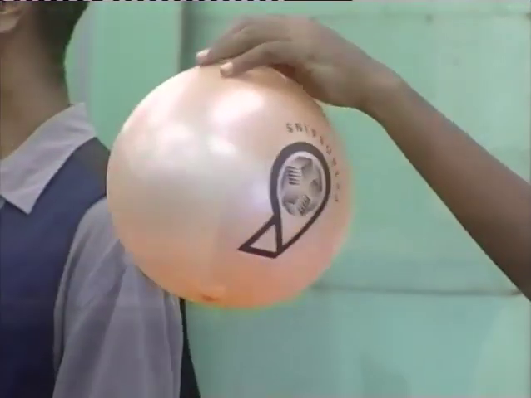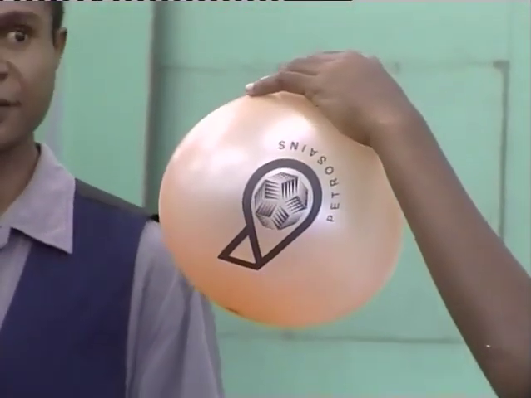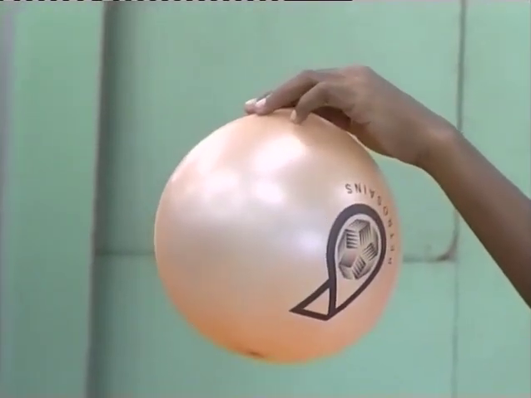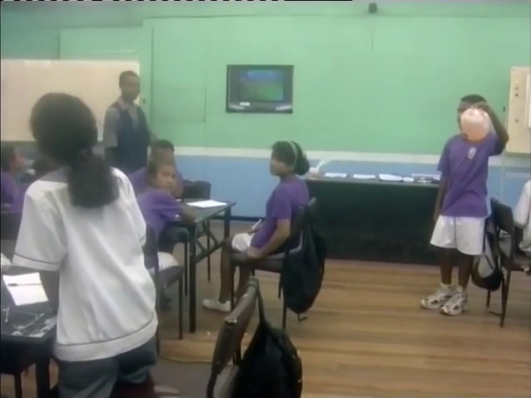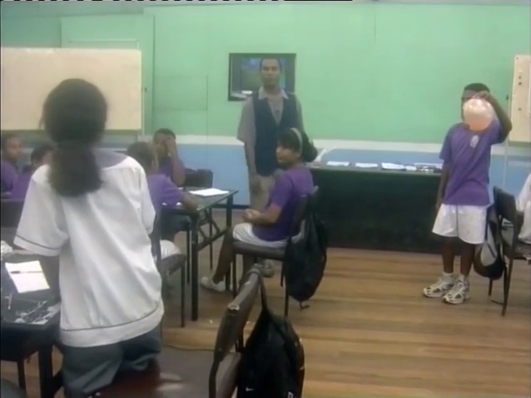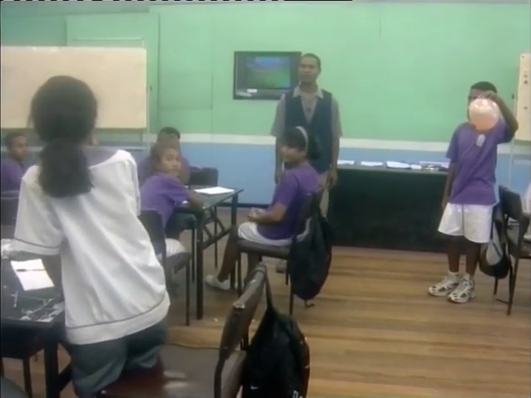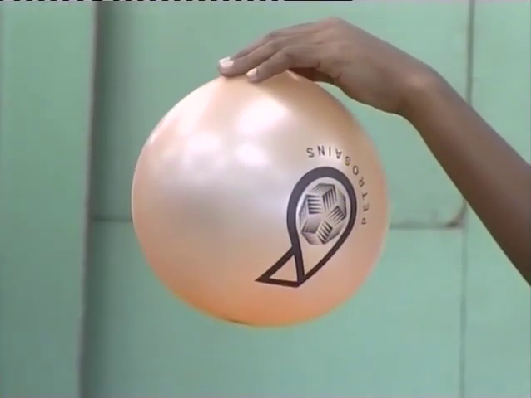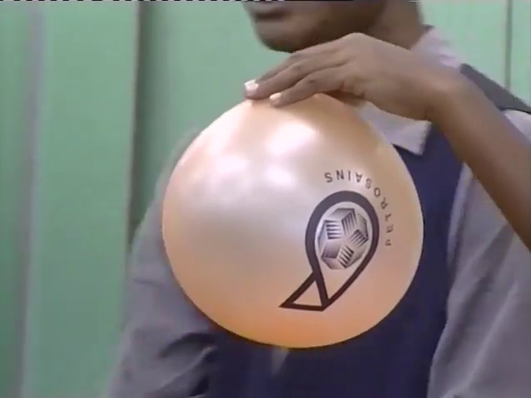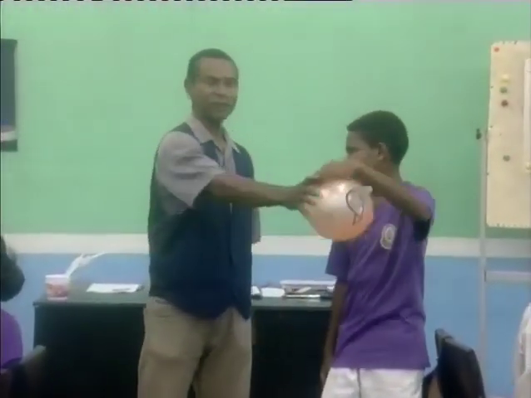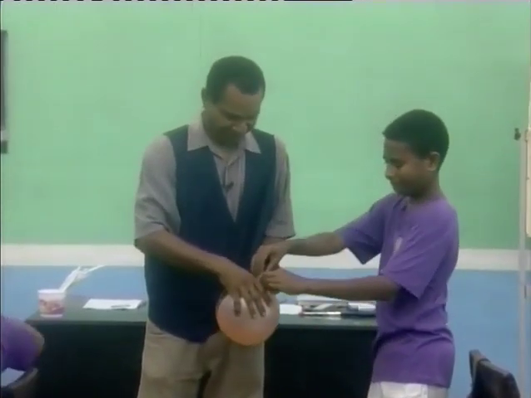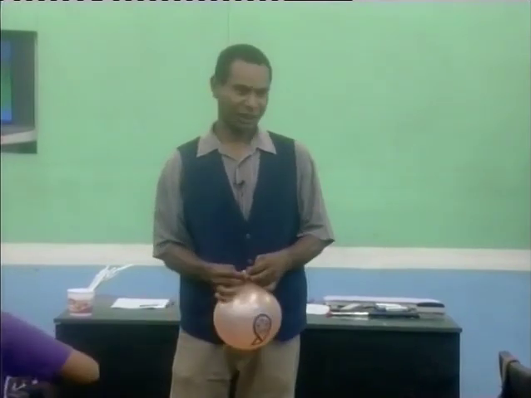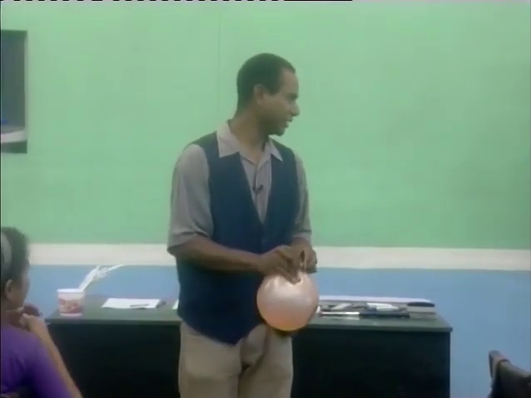Can someone tell me what happened to the balloon? He blew the balloon. And what happened to the balloon? It went big. What did he blow into the balloon? Air. Right. Thank you, Jordan. Can we see air? No, we cannot see air. But we can feel air. So he blew some air into the balloon.